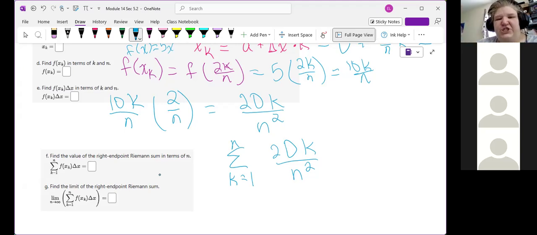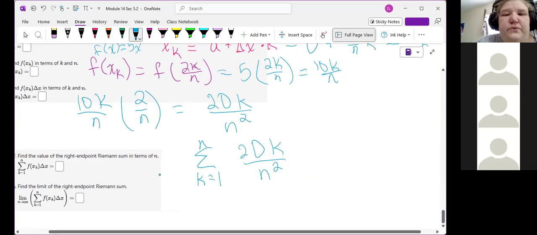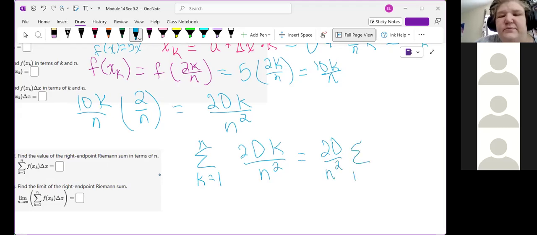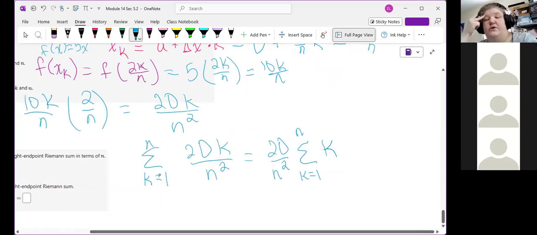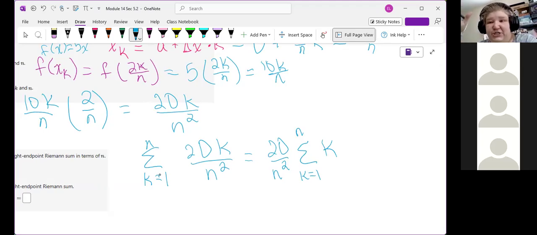So the sigma notation is incrementing k. The 20 and the divided by n squared, as far as the sigma is concerned, those are constants that are just going to get added on every time. So it doesn't really care about them, so I can factor those outside. The sigma is really just saying, all right, we're going to add the first n integers. And this is one of the 4 sigma formulas that we're given.